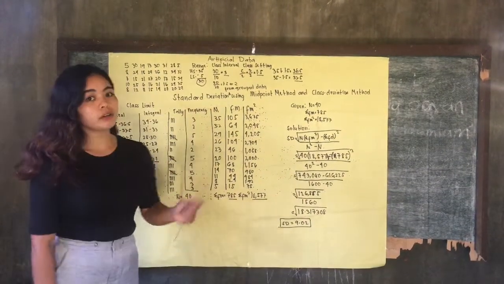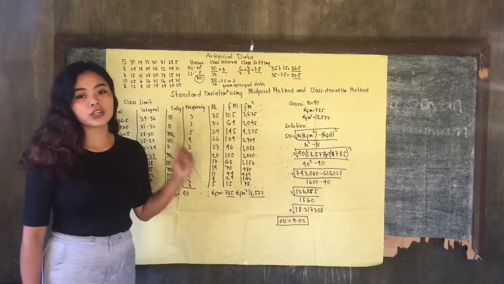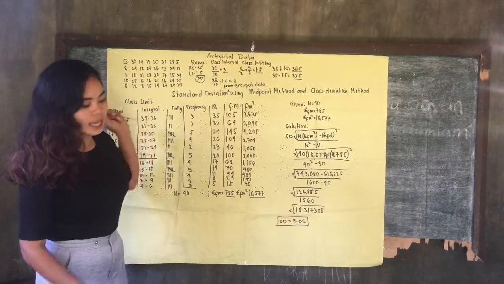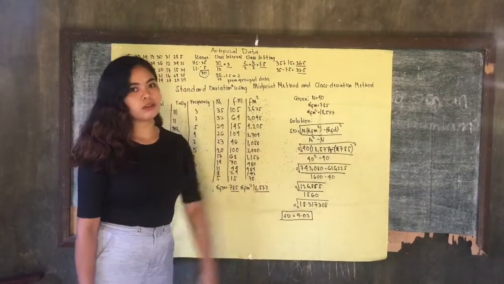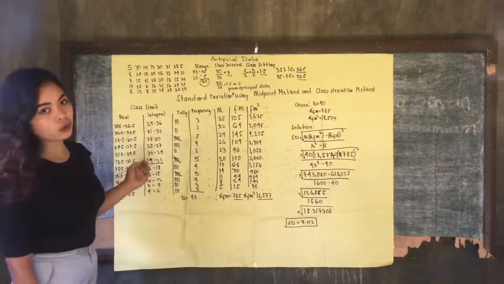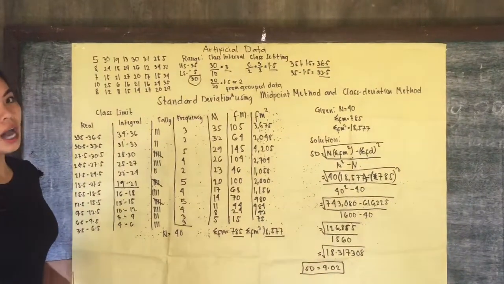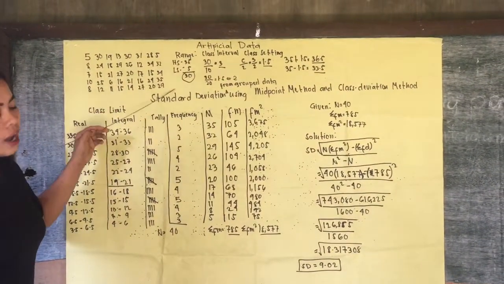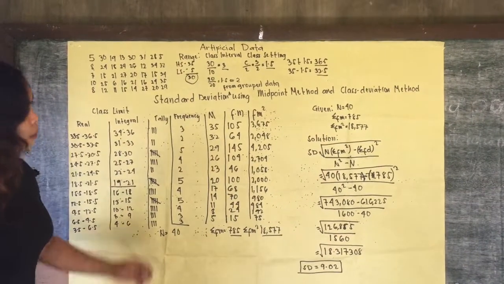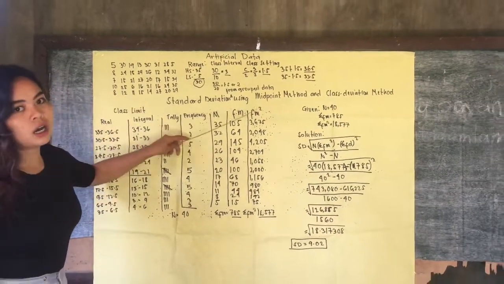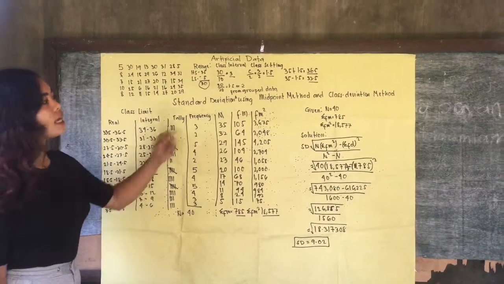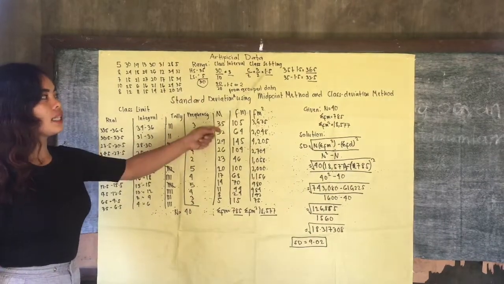So this is my reader report about the standard deviation from group data using the midpoint method and the class deviation method. So I have here 40 artificial scores, with the highest score of 35 and the lowest score of 5. Before we come up to this table, let us first find the range, the class interval, and the class setting.